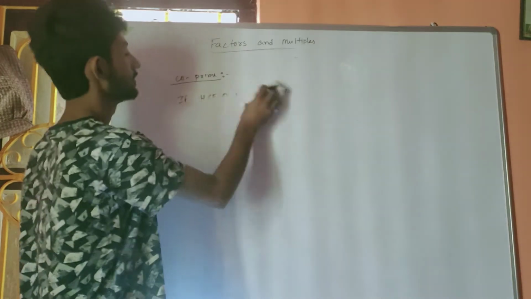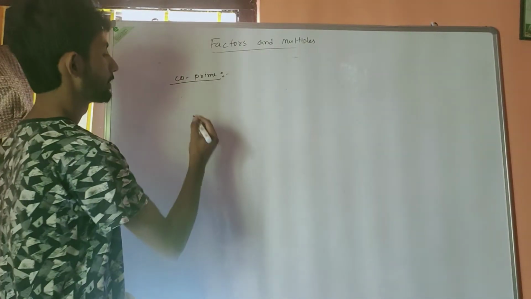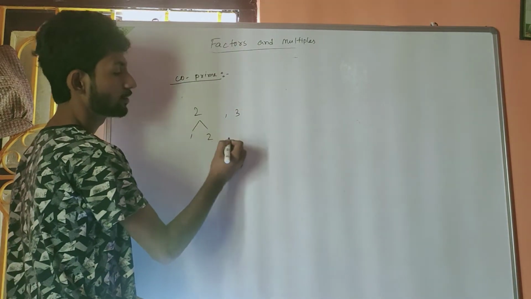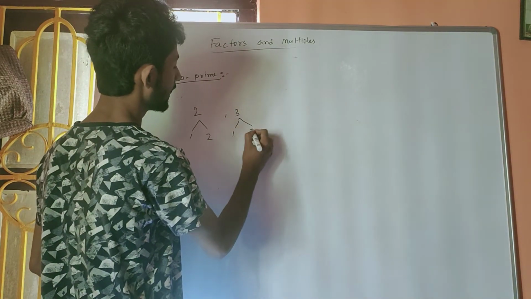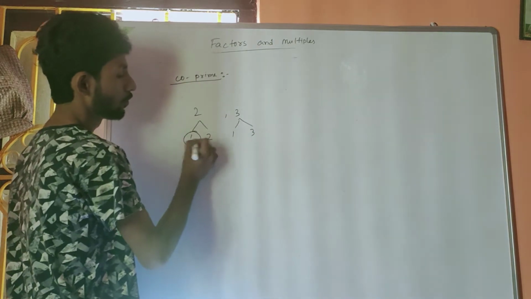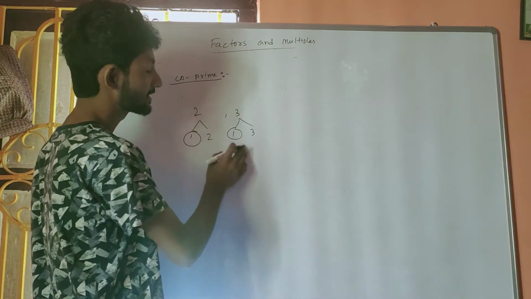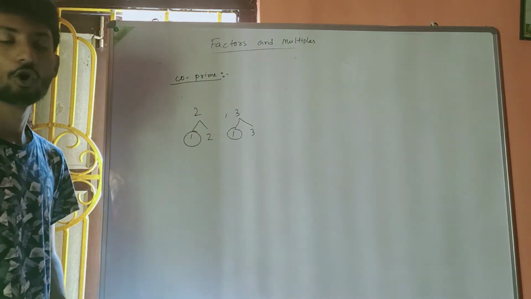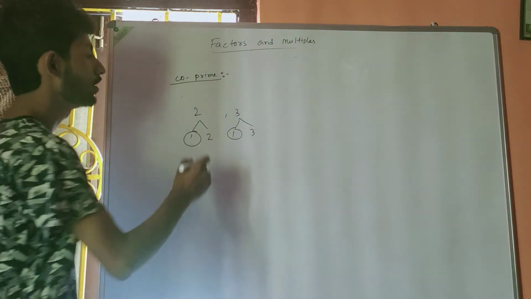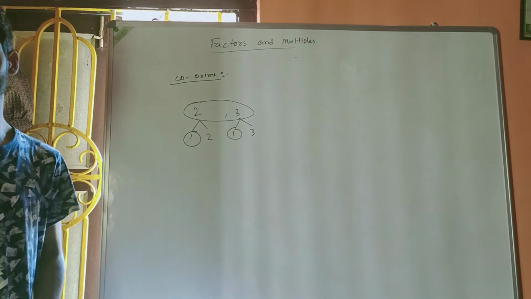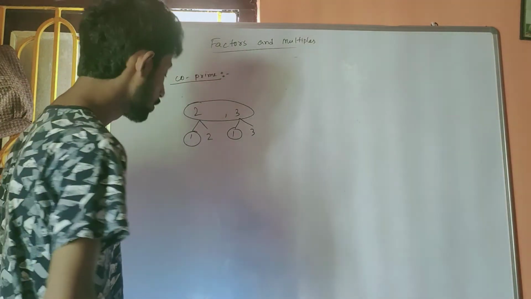Now I'll give you example 1. Suppose there is 2 and 3. The factors of 2 are 1 and 2. Factors of 3 are 1 and 3. So we got one common factor, that is 1, and except this 1 there is no other common factor. So these 2 and 3 are both called coprime.